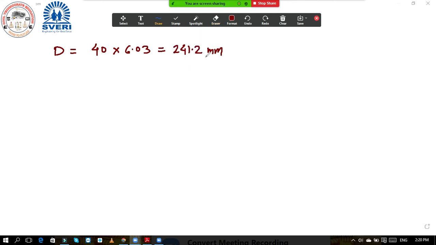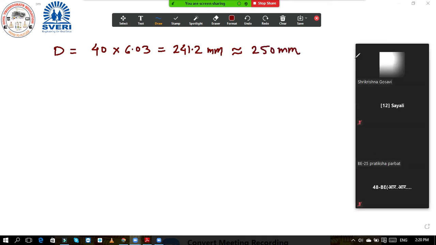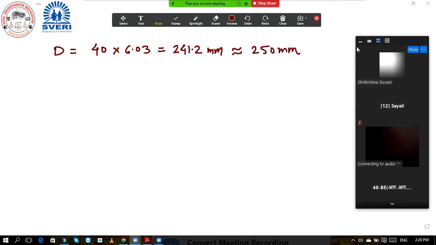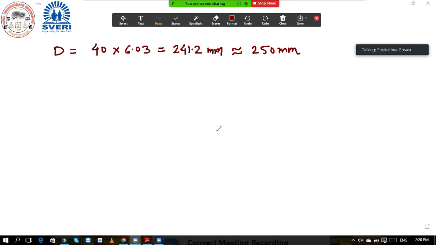So 241.2, but we are rounding up the depth to the higher side. Okay, so I will round it up to 250 mm. Let us take the depth as 250 mm. Okay, I will take the depth as 250 mm. Now, after the calculation of the overall depth, okay, we need to provide the effective depth.